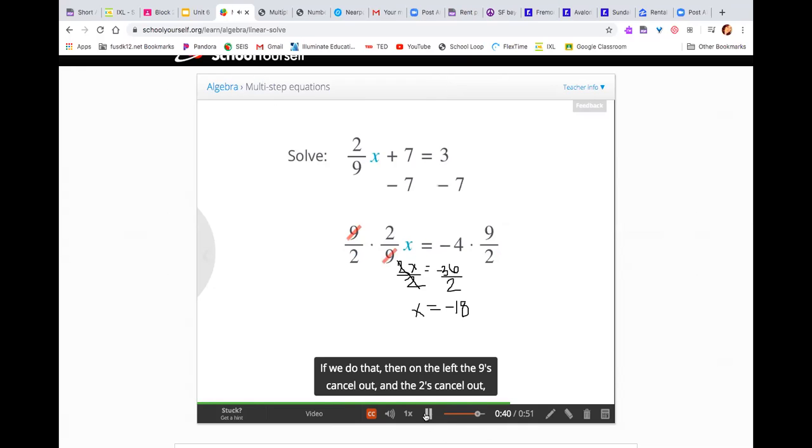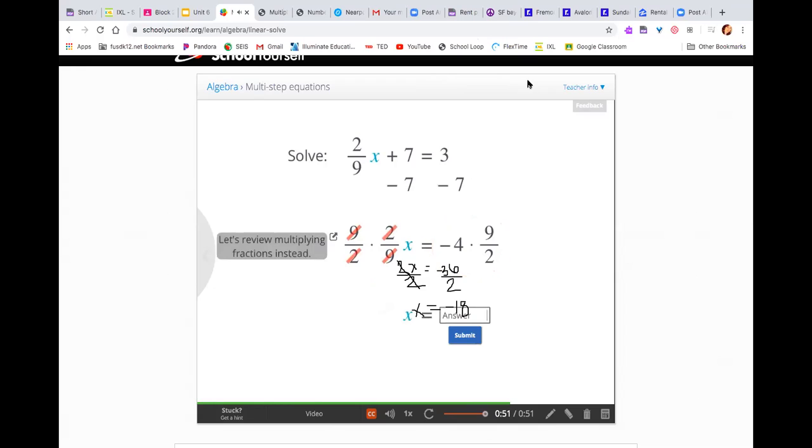The 9s cancel out and the 2s cancel out, leaving us with just x. On the right, we now have -4 times 9/2, which equals what? Okay, so that's what we said. Now we have a whole number times a fraction. So that was the answer, -18.